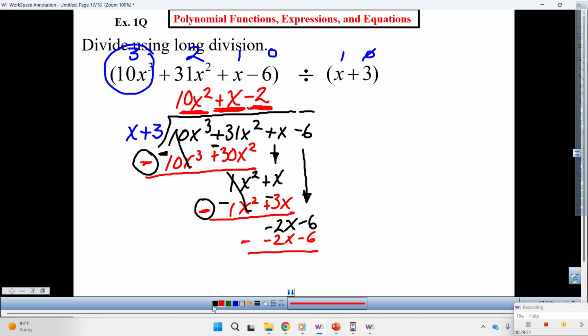Subtract. Look up. Circle this. Distribute the negative here, and it changes it to positive. Distribute the negative here, changes it to positive. So therefore, this cancels, so our remainder is 0. What is our answer, everyone, to this division? Our answer is 10x squared plus x minus 2.